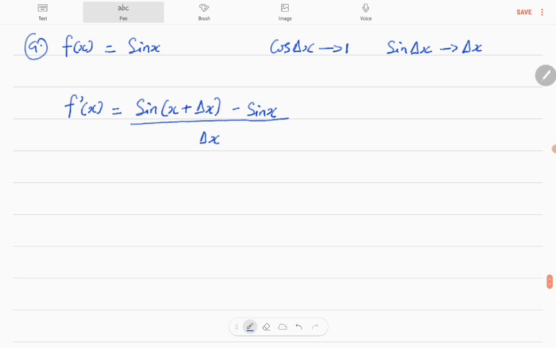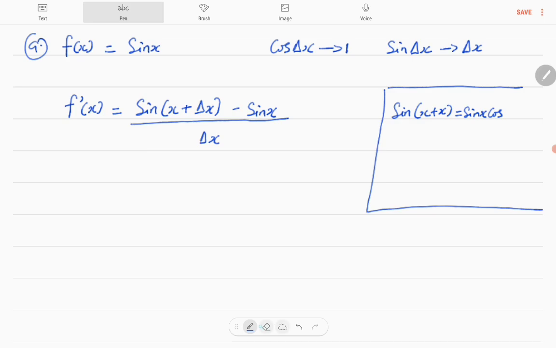And of course we know our half angles. Then we have sin of x plus y is equal to sin x cos y plus sin y cos x. So I'm going to apply it here.